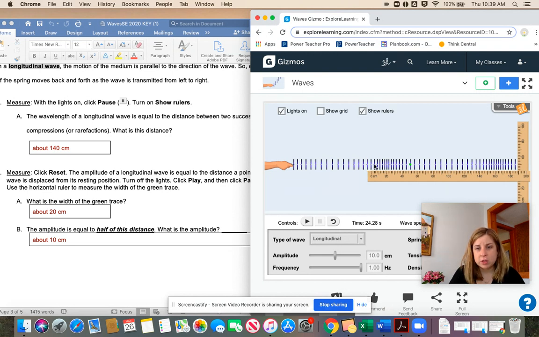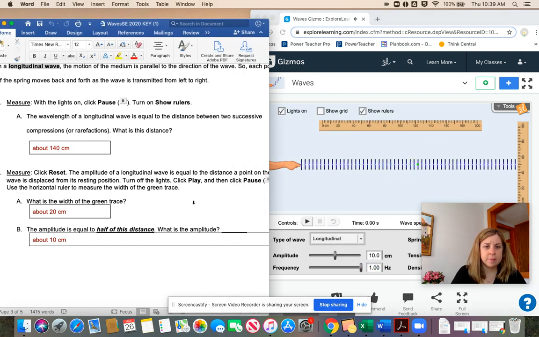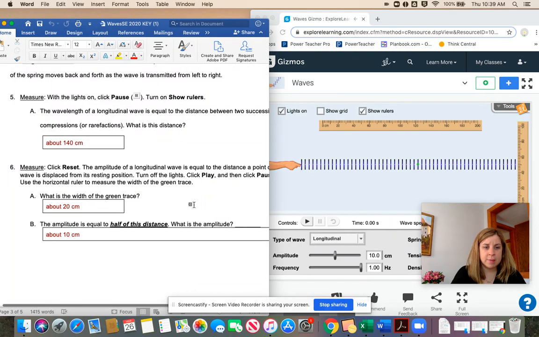So see how they're close together? That's the compression. So this begins being close together, and so does over here. So it's about 140 centimeters. And now it's asking me to click reset, and it's talking about the amplitude.